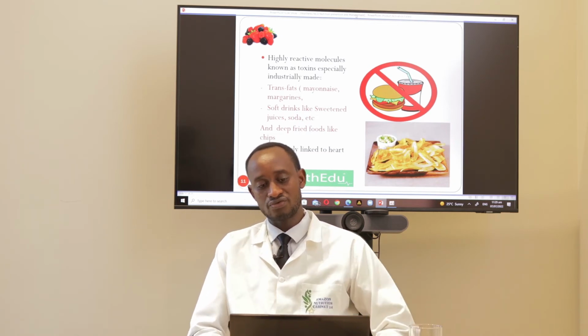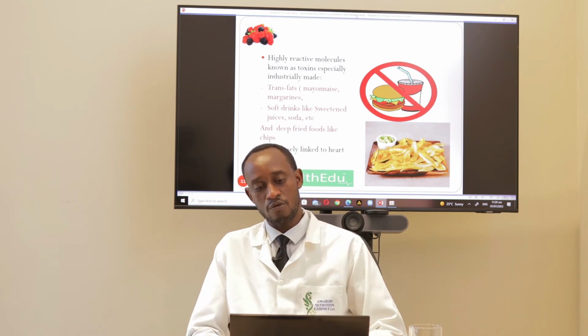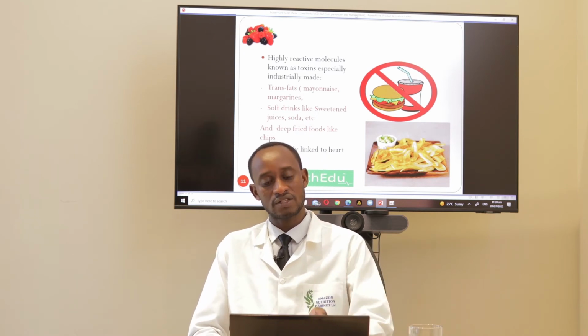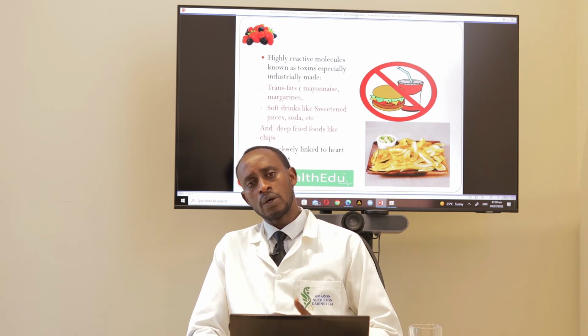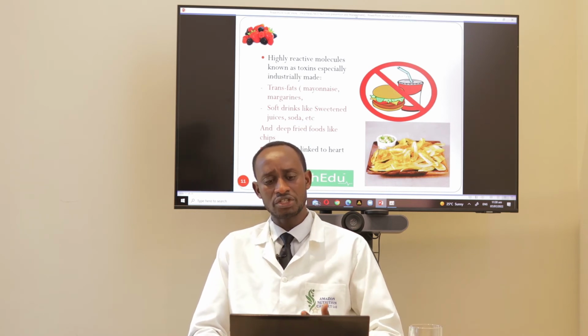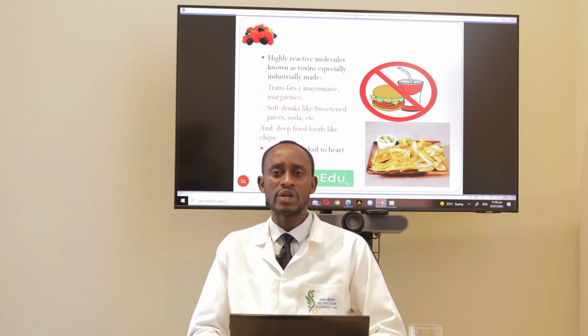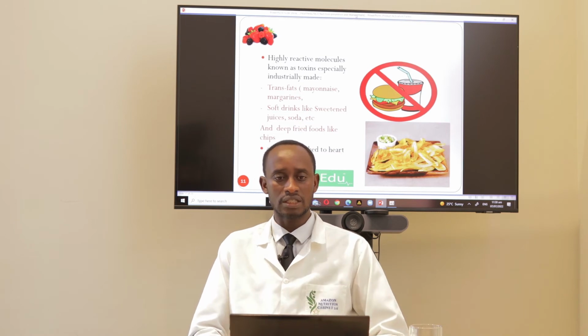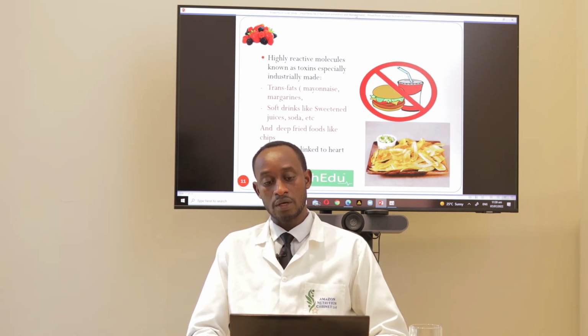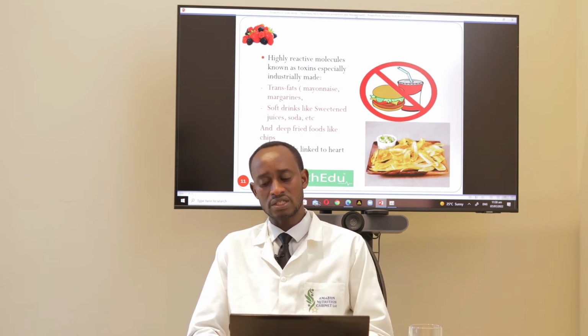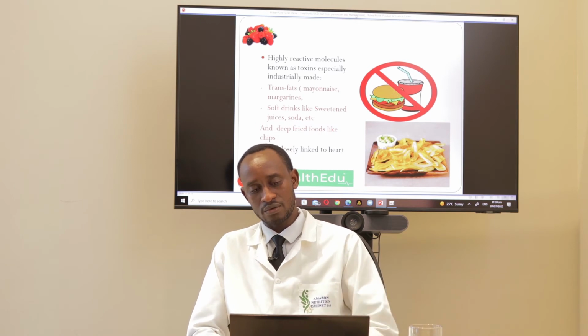Take an example of trans fats, from mayonnaise and from margarine. When you regularly eat these trans fats, you will end up having toxins that eventually affect the body mechanism. There are also soft drinks like sweetened juices and sodas. They also have a higher concentration of toxins that affect the body's system.